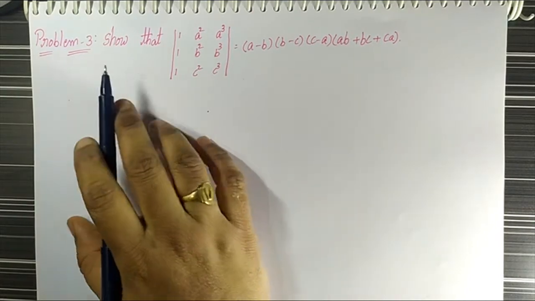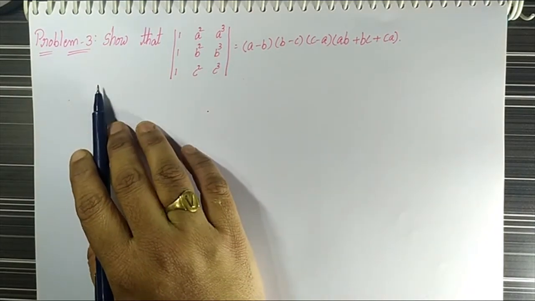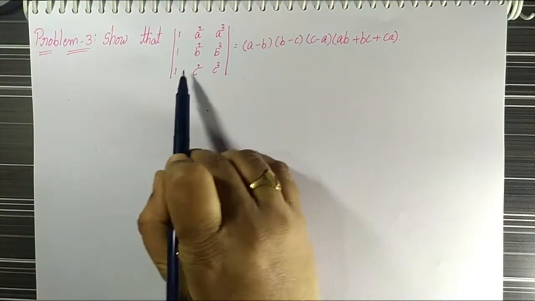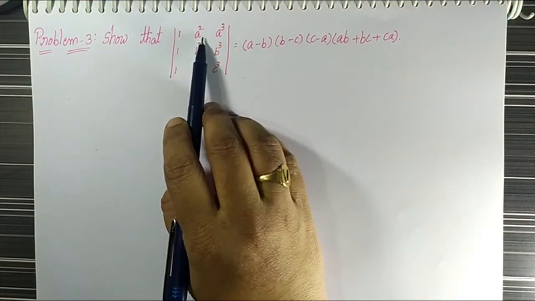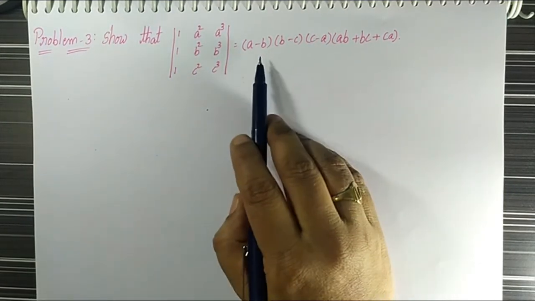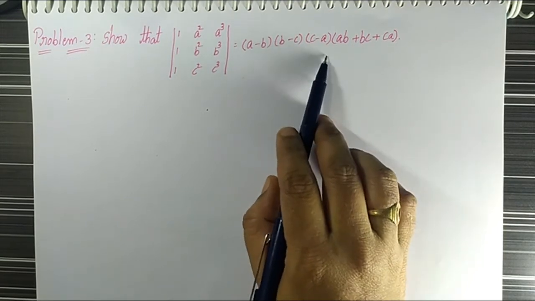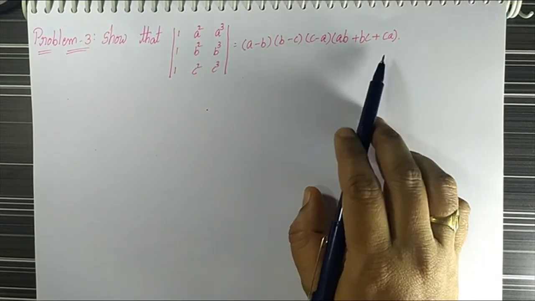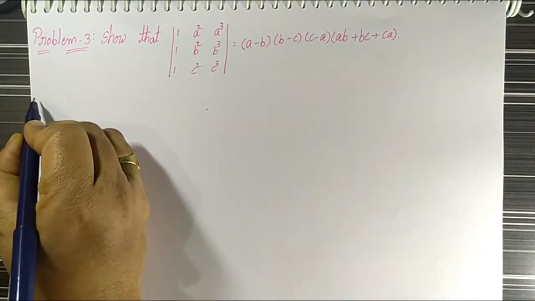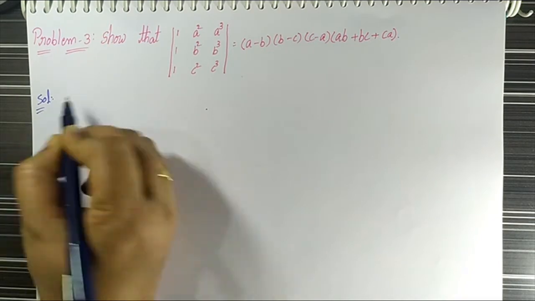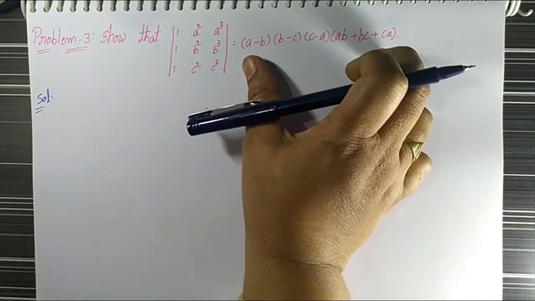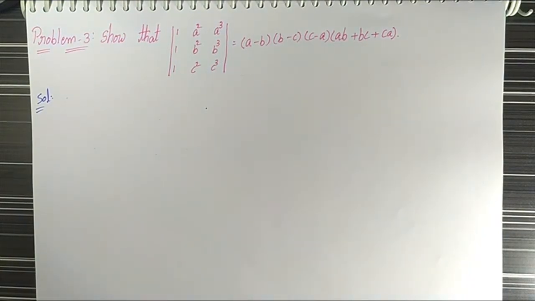Next, we will go to the third solved problem, 3.4.10 solved problems. The problem is: show that the determinant |1 a² a³; 1 b² b³; 1 c² c³| is equal to (a − b)(b − c)(c − a)(ab + bc + ca). This is our given problem. In this problem, we have to show this determinant value is equal to the RHS value.